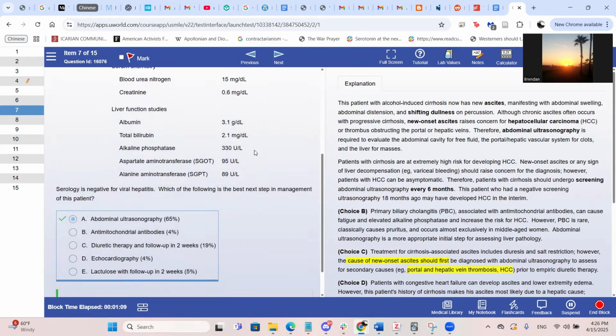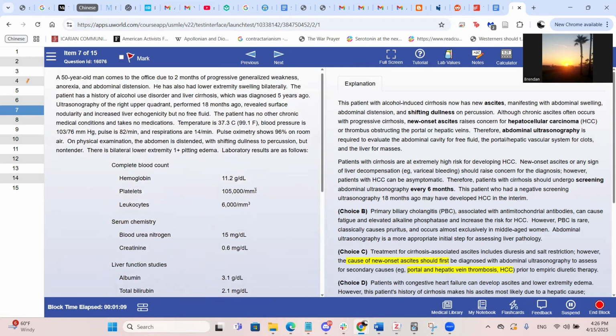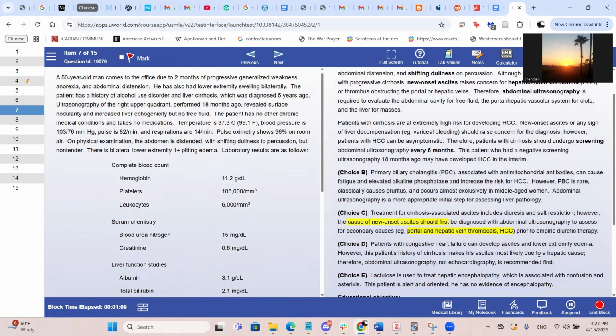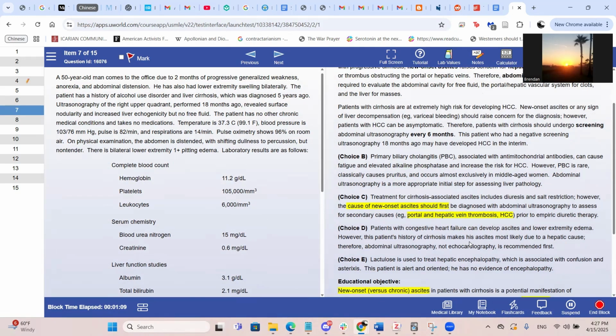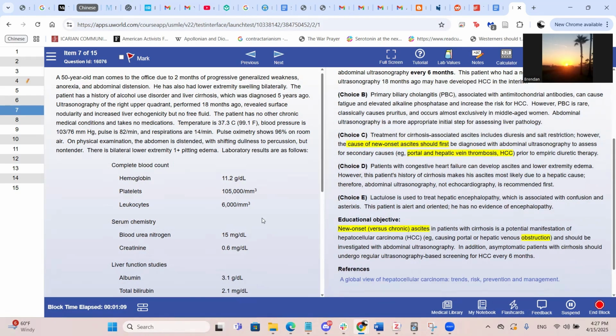So the answer for this one was A, abdominal ultrasonography. The only thing to keep in mind here is that this patient has had stable cirrhosis, but he's now presenting with new onset ascites. Remember, new onset ascites in a cirrhotic patient increases our concern for a potential obstruction in the portal system. So we want to do an abdominal ultrasound to see, does this patient have liver cancer or thrombosis in the portal vein? The abdominal ultrasound will show you both of those.